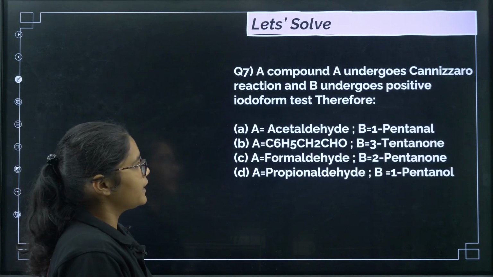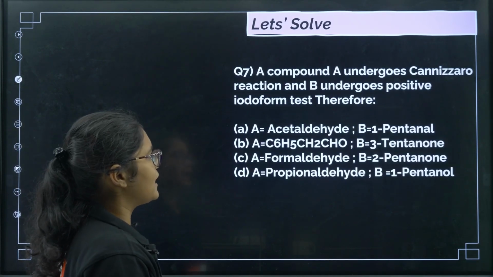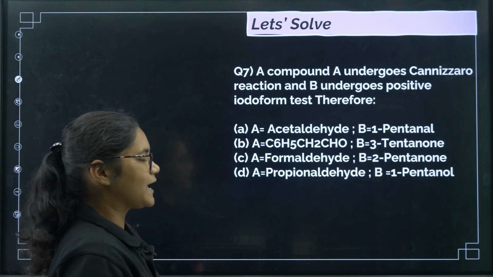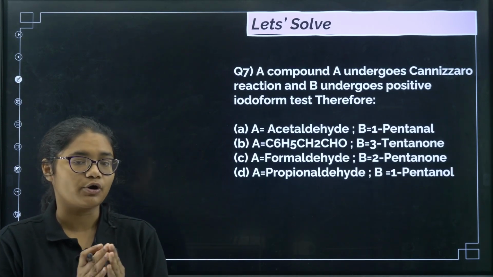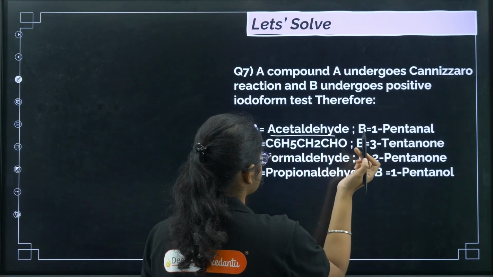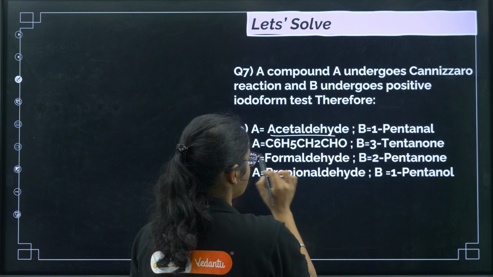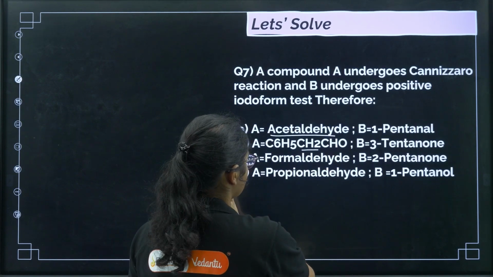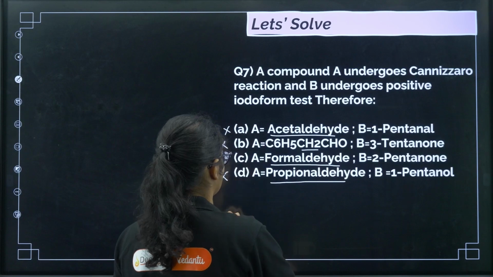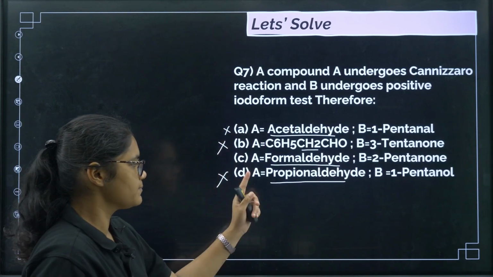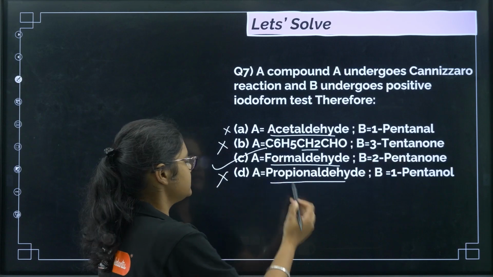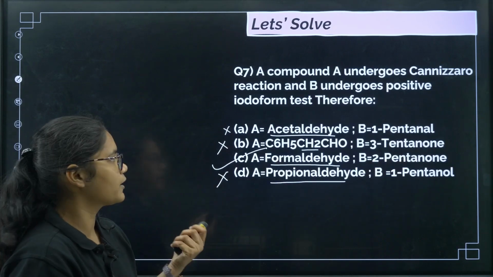Next, compound A undergoes Cannizzaro reaction and B gives a positive iodoform test. For the Cannizzaro reaction, what is the condition? It should not have any alpha hydrogen. Acetaldehyde has alpha hydrogen, so this cannot be our answer. Here alpha hydrogen is present, this cannot be the answer. Formaldehyde can be the answer. Propionaldehyde also has alpha carbon, so it cannot be the answer. Formaldehyde and 2-pentanone will give the iodoform test, so the correct answer is option C here.